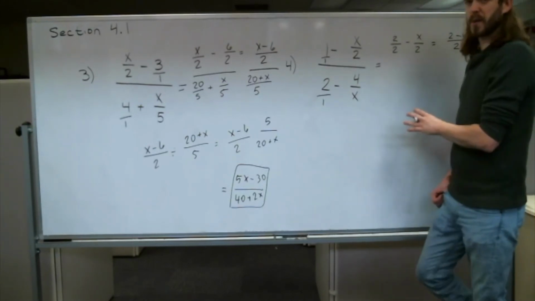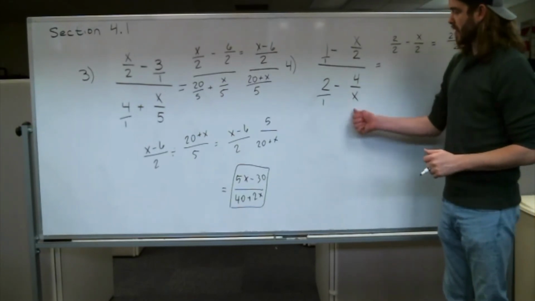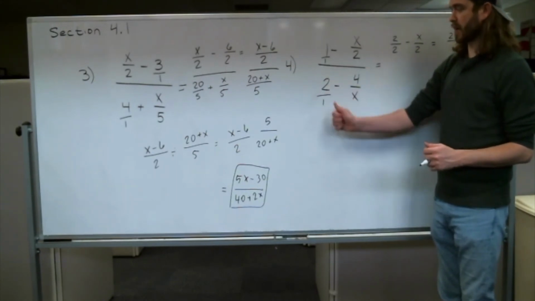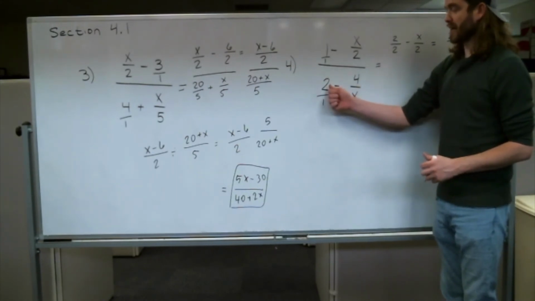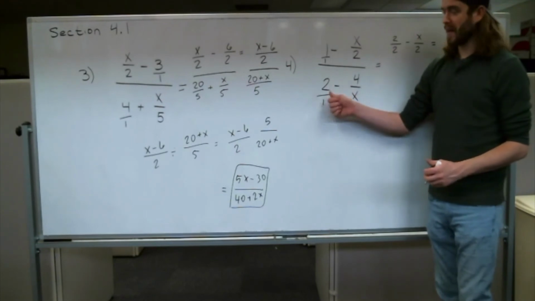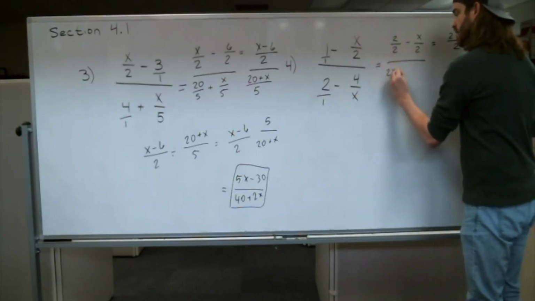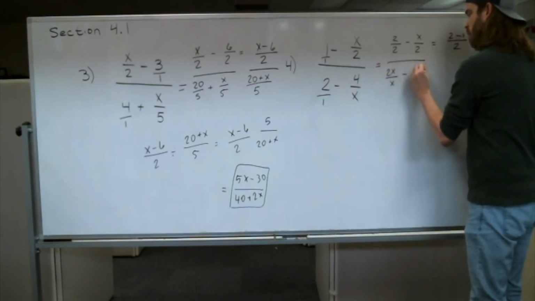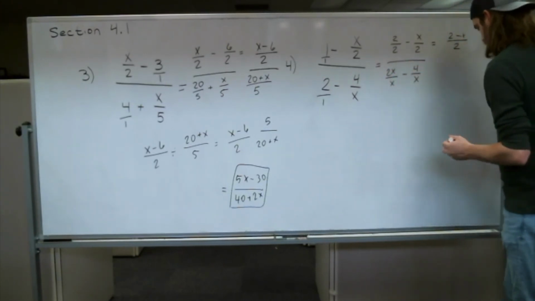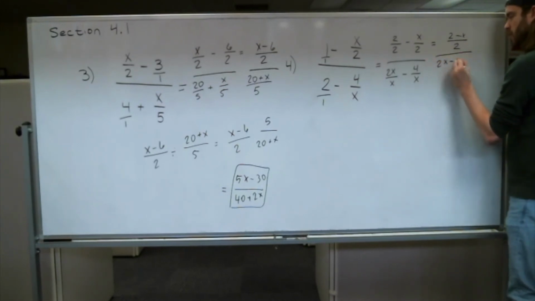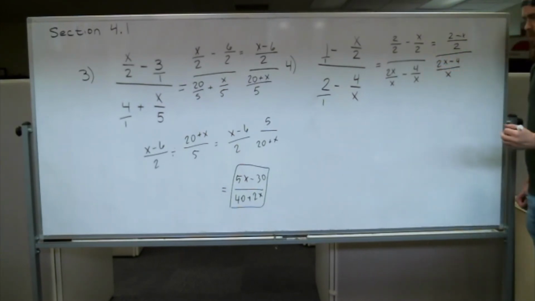The denominator is going to be a little bit different because we have an x in the denominator of this fraction. So we need to find our common denominator. So we need to multiply the top and the bottom of this one by x over x. So that's going to be 2x over x minus 4 over x. We combine these, we get 2x minus 4 over x.